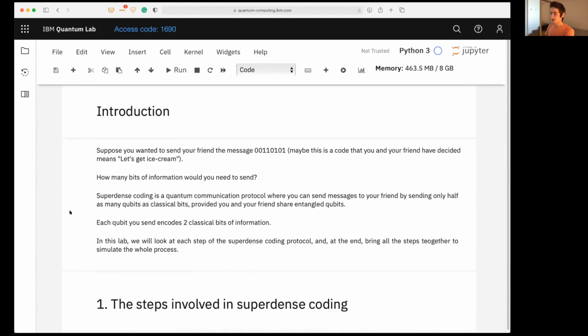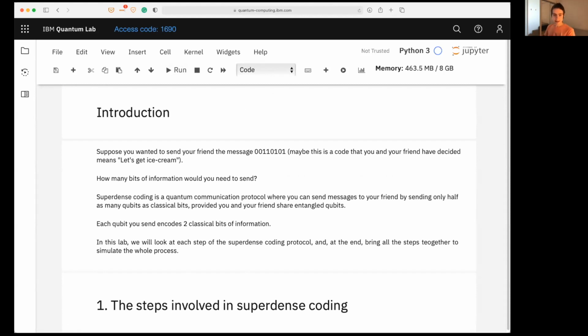Okay, so let's do a brief introduction to superdense coding. The basic idea of superdense coding is that you want to send a message to somebody else, right? And any message, English, numbers, whatever, can be translated into binary. There's actually an example of this, I think, on this week's homework. But for now, we'll just take it for granted that you want to send a message and your message consists of zeros and ones, right? So the example here is maybe you want to send the message 00110101, and maybe you've previously agreed that this is the code that means let's go get ice cream or something, right? And there could be a whole bunch of different combinations of zeros and ones that mean different things.